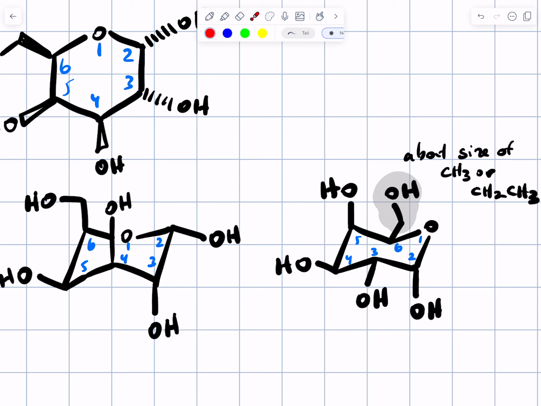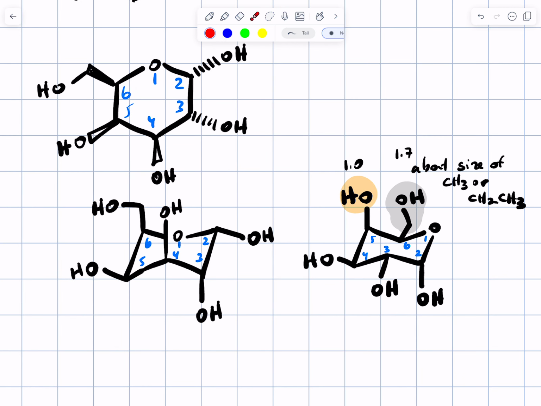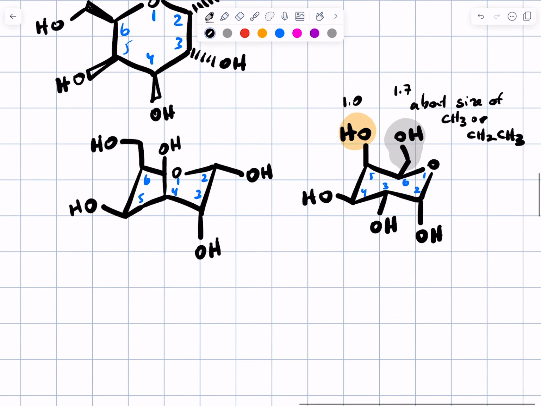And then the rest of them are just OH groups, which we know. We can estimate A values if you want, 1.7 for something that's about the size of the methyl group, and for the OH group, it's about 1.0. So now we can figure out how many OH groups are axial versus equatorial in each of these chairs. So the one on the left, I have 2 axial OHs. I have 3 equatorial OHs, and I have 1 equatorial hydroxymethyl group, CH2OH.